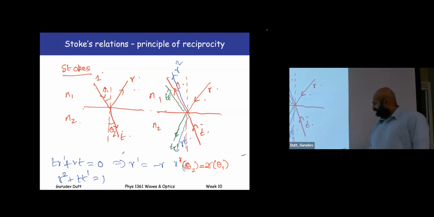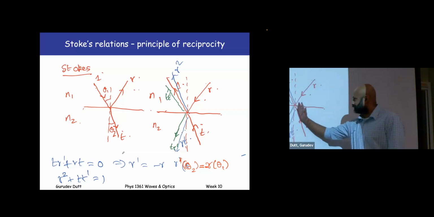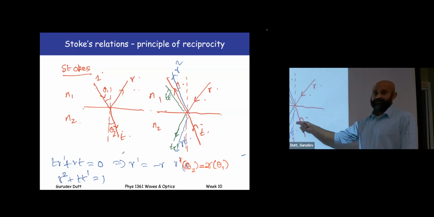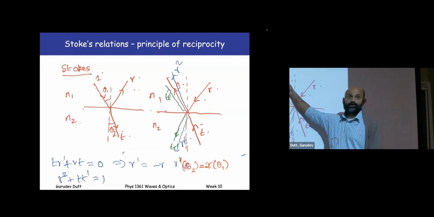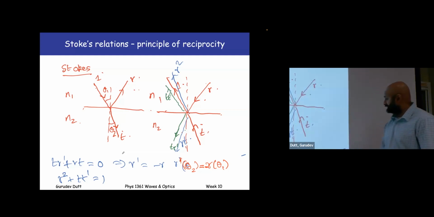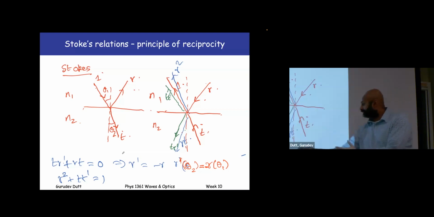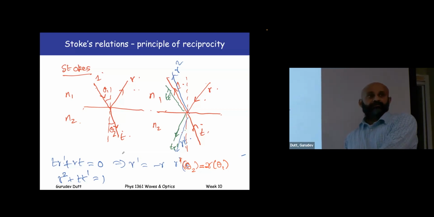But there is a subtlety, so please bear it in mind, because when we time reverse the situation, this thing still comes in at the same angle θ2. And this thing goes out at the angle θ1. So what I'm really saying is R prime at the angle θ2 must be equal to minus R at the angle θ1. So the angles are important. I'm not saying R prime at θ1 is equal to minus R at θ1.